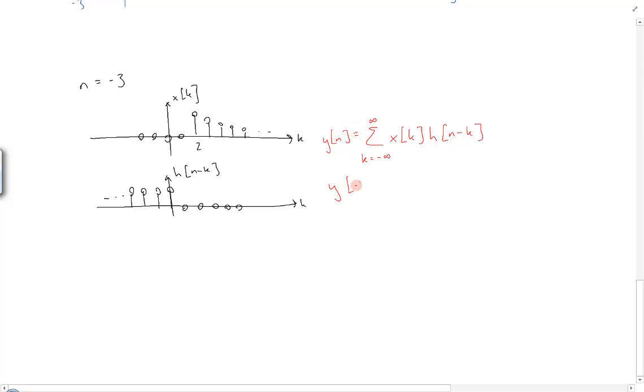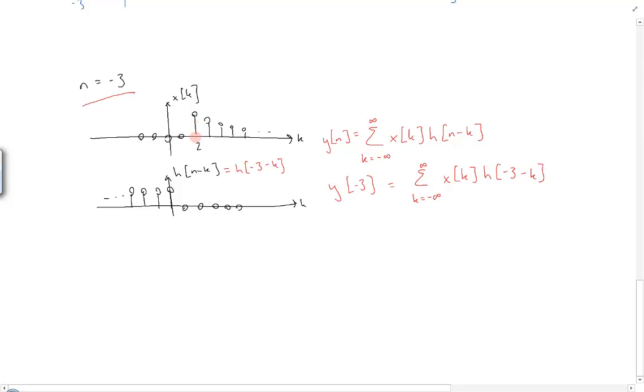We're looking at y of minus 3. We fixed n equals minus 3. So therefore, this is going to be the summation from k equals minus infinity to infinity of x of k times h of minus 3 minus k. Well, we just drew this over here, h of minus 3 minus k. And we see that what we're going to do is literally multiply these two functions together and sum them across all k. Well, let's multiply them point by point.